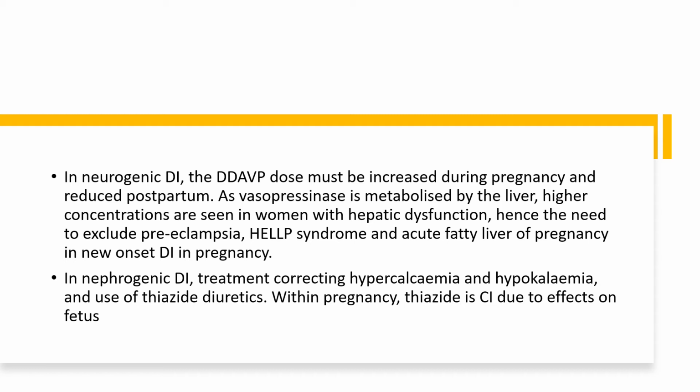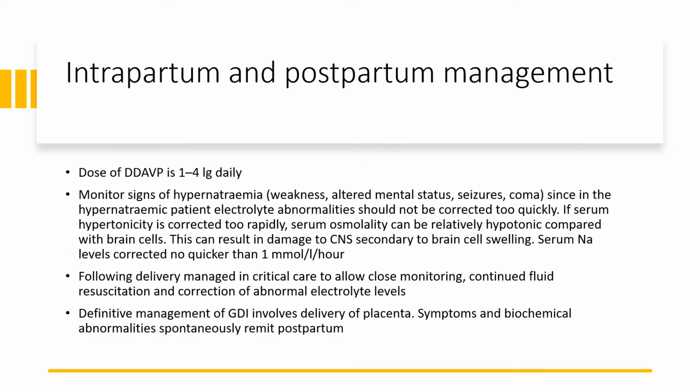As vasopressinase is metabolized by the liver, high concentrations are seen with hepatic dysfunction, hence the need to exclude preeclampsia, HELLP syndrome, and acute fatty liver of pregnancy in new onset of diabetes insipidus in pregnancy. In nephrogenic diabetes insipidus, treatment involves correcting hypercalcemia and hypokalemia and use of thiazide diuretics. Within pregnancy, thiazide diuretics are contraindicated due to effects on the fetus.